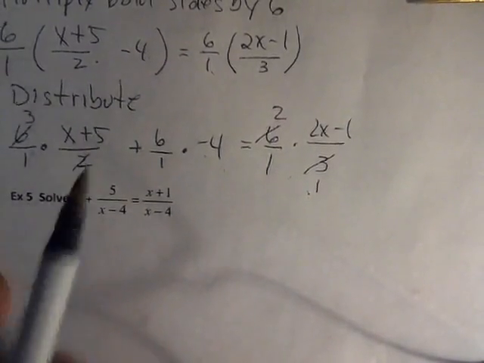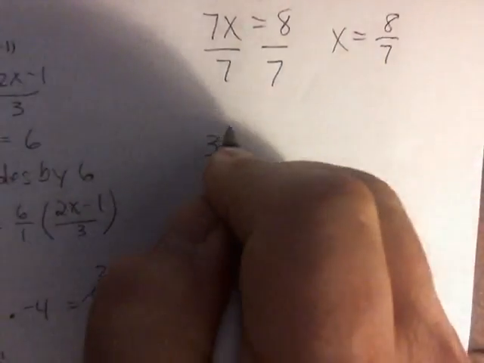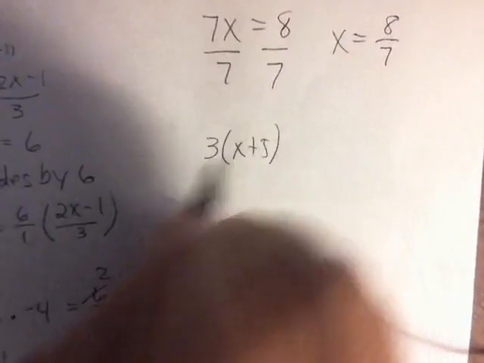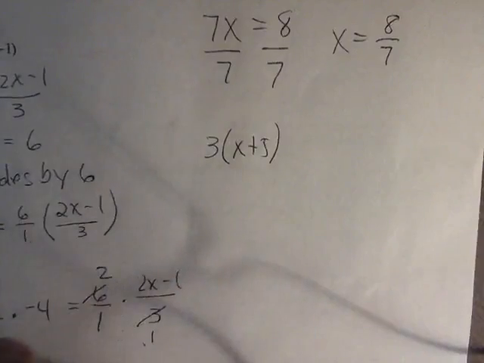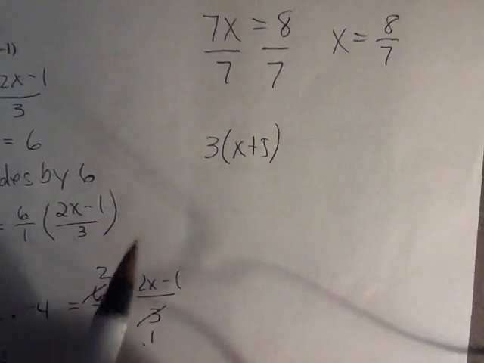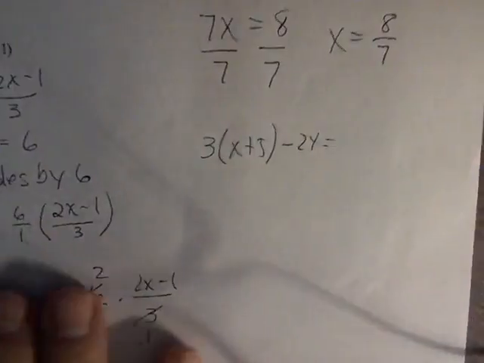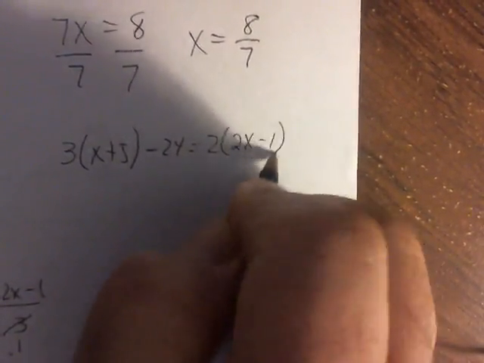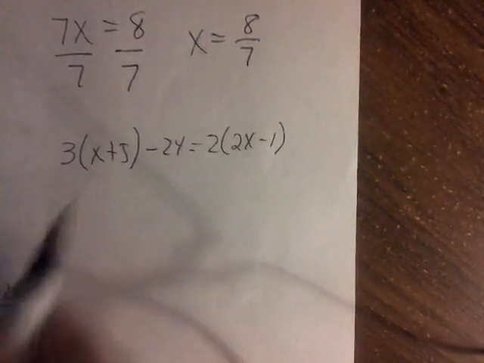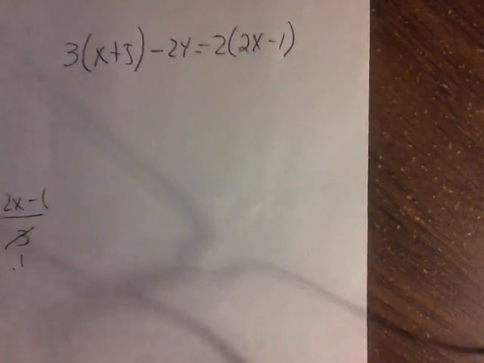So once I've done that, now I'm taking the 3 times the x plus 5. It's got to go back inside parentheses because that fraction bar was a grouping symbol. I get 6 times negative 4, which is negative 24. And then I'm going to take the 2 times the 2x minus 1. So that's all just the first step of solving, is to clear your fractions. It's the hardest step, I know, but you can do it.